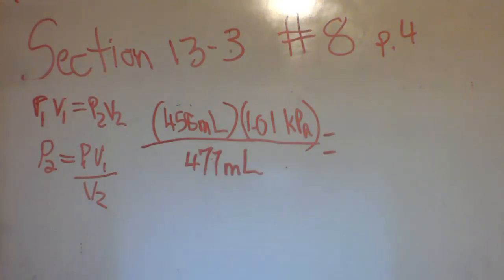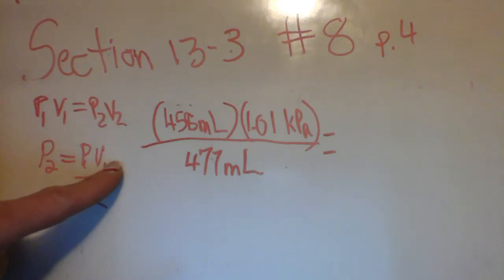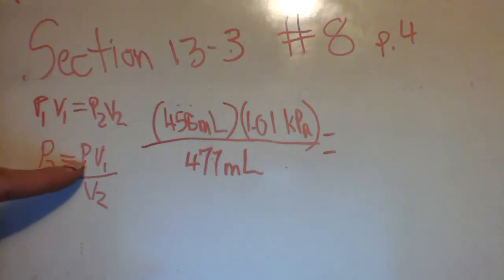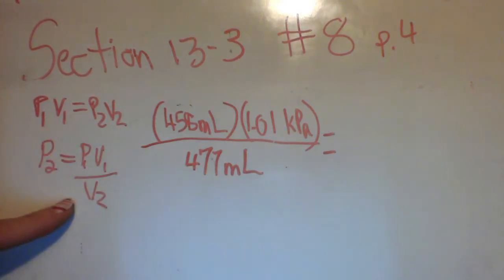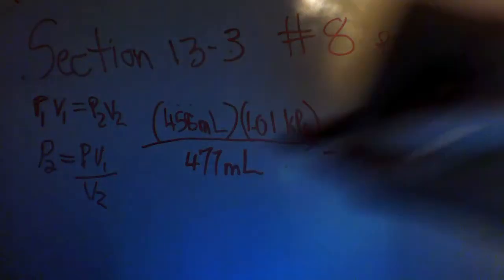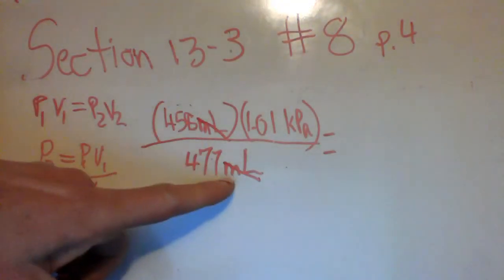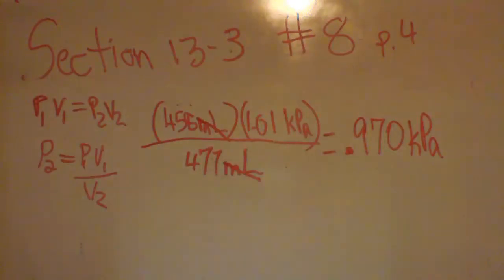Here we inserted 458 milliliters instead of volume 1, 1.01 kilopascals in place of pressure 1, and on the bottom of the fraction 477 milliliters in place of volume 2. We know that the milliliter units cancel one another out, and we're left with kilopascals, which is what we're looking for. Now we just do the math. The answer is 0.970 kilopascals.